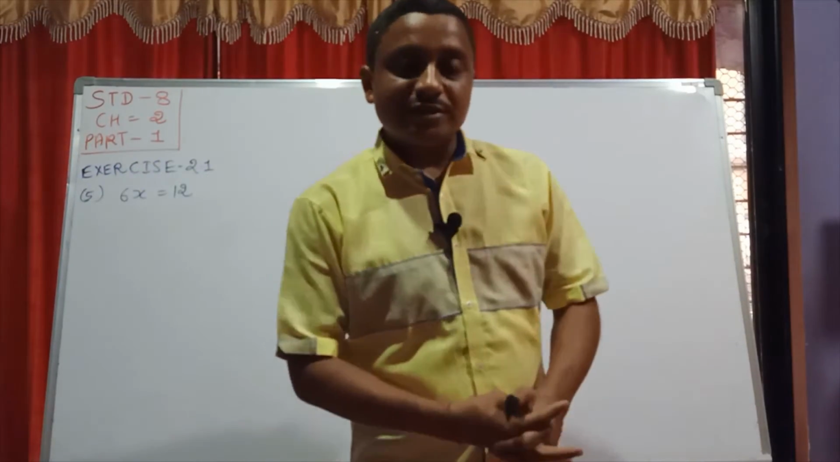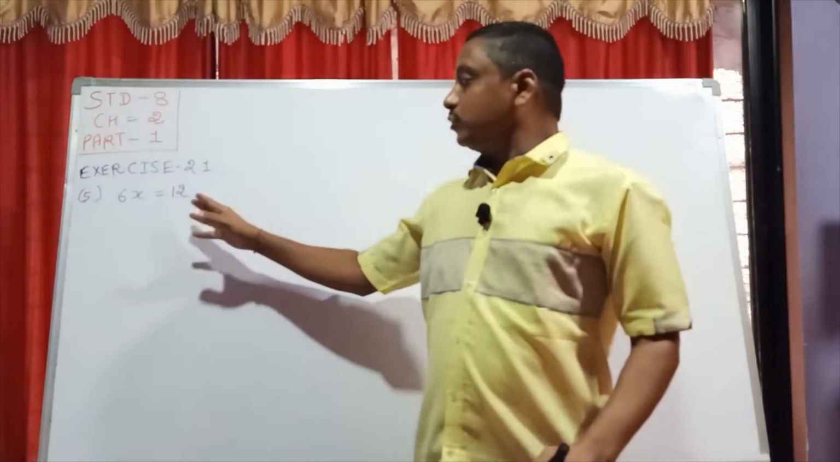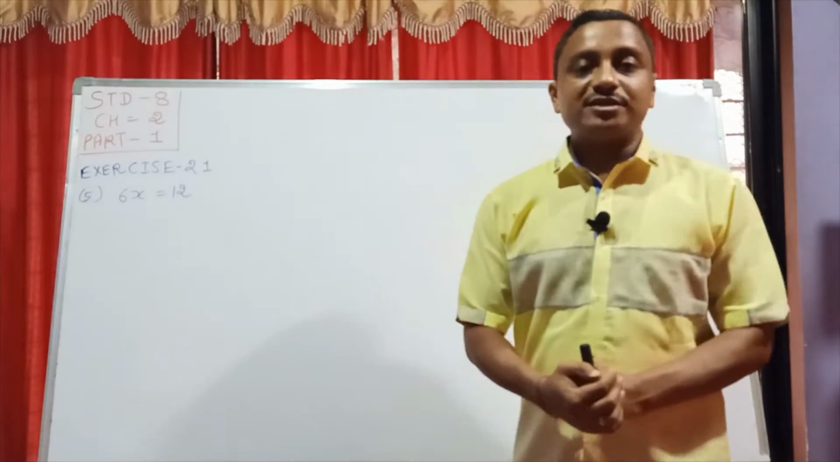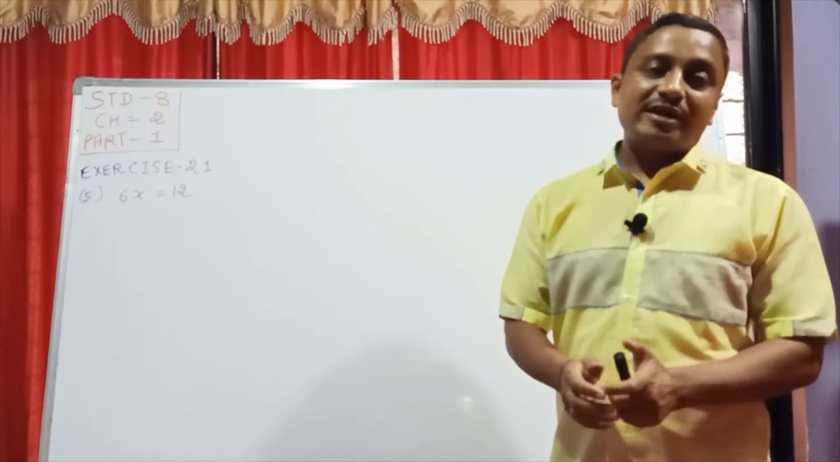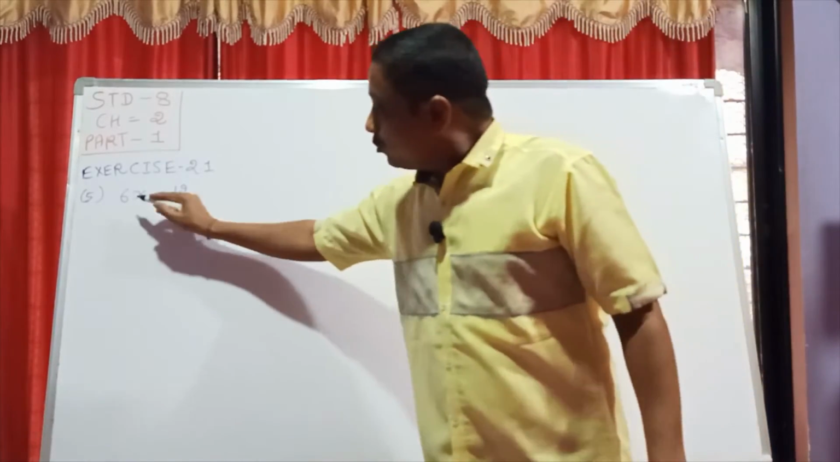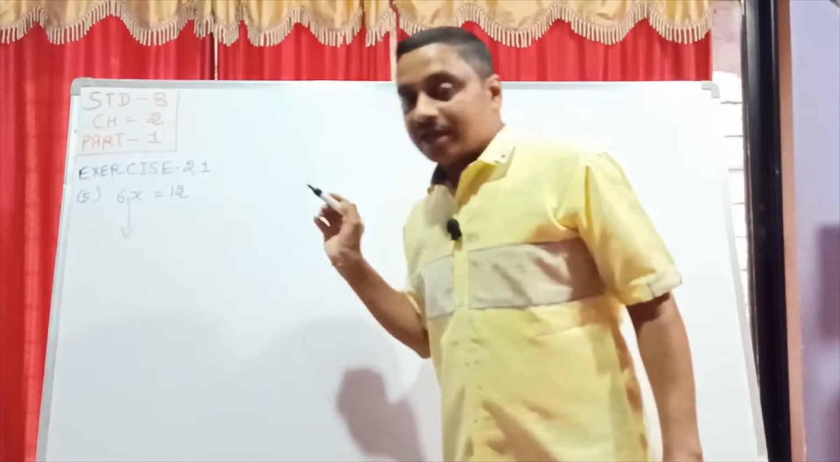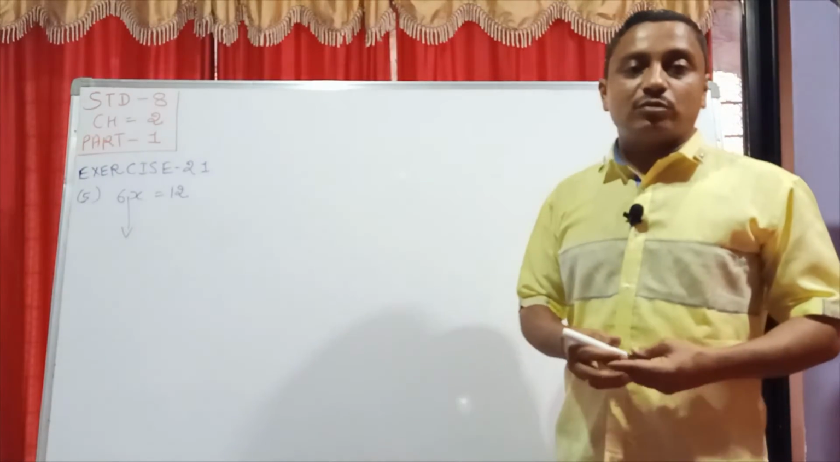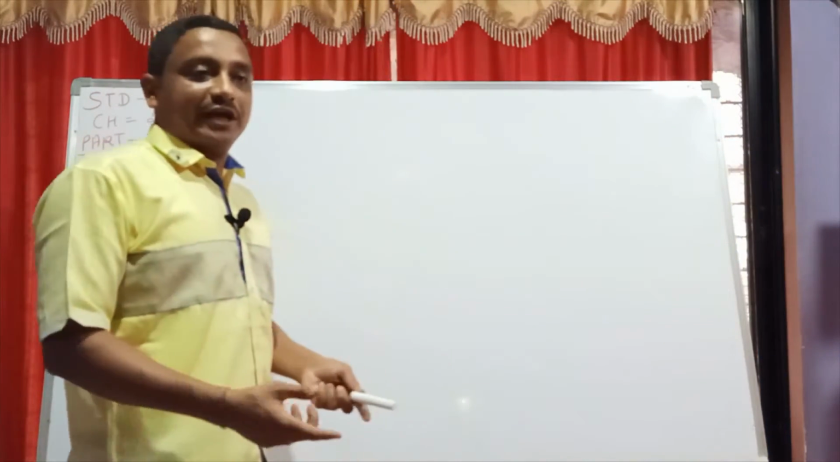Now continue, students, our Exercise 2.1, question number 5. The question is 6x = 12. It's very easy, students. How can I remove this 6 value? Yes, by dividing 6 on both sides. Then you easily get the value of x.